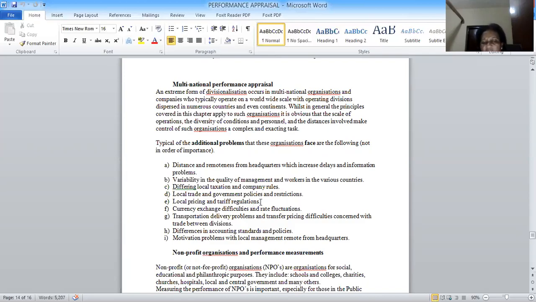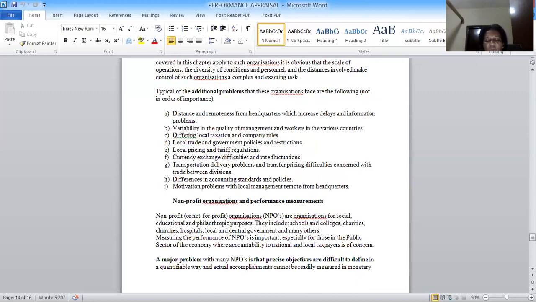And how do you appraise their performance? Currency exchange: your headquarters is maybe in the UK and you have a branch in Ghana here. Exchange problems also account, and they affect performance. One may perform very well, but because the currency in that local country is not doing well, that can affect the performance of the local company. And therefore, if you are appraising them, how do you do that? So these are some of the challenges that the multinationals may be confronted with.